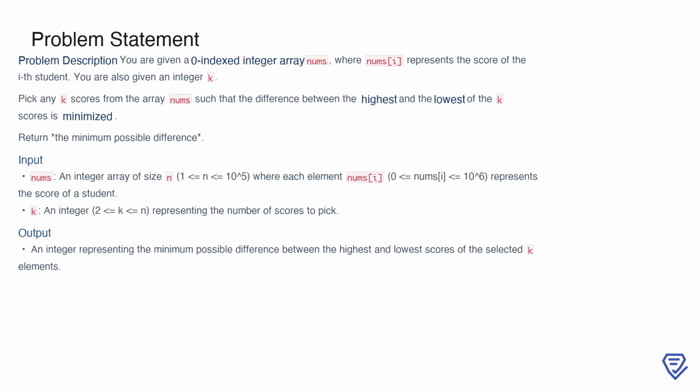To break it down further, the input includes the array nums, which can contain up to 100,000 integers, each ranging from 0 to 1 million. The value of k will always be at least 2 and at most equal to the length of the array. The output will be a single integer representing this minimized difference.